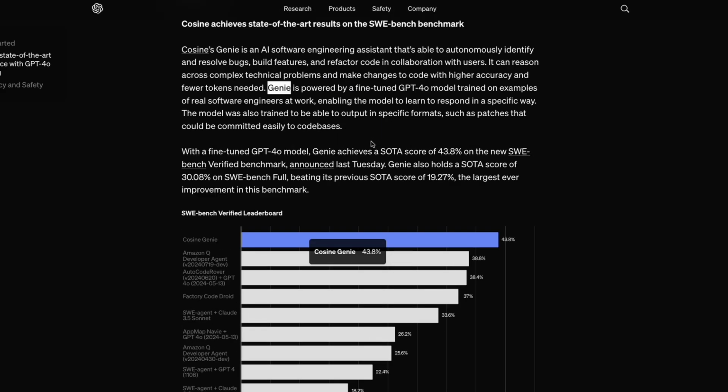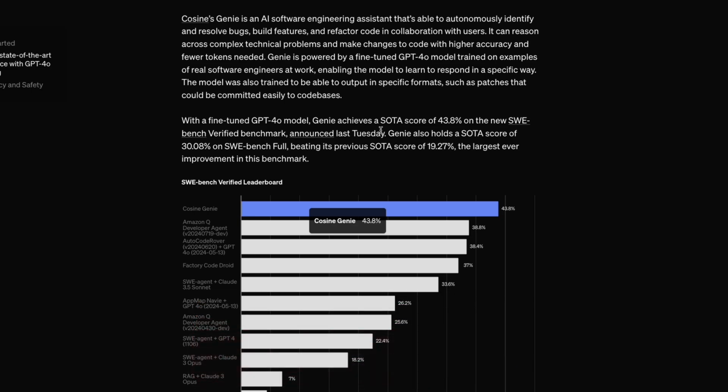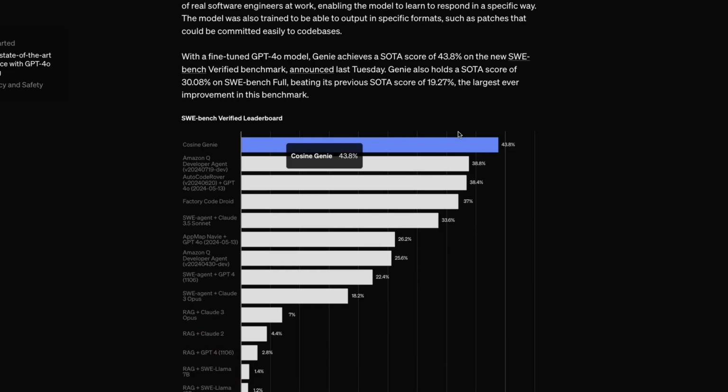If you see this benchmark, Devin could probably be a much better system. I'm not sure about it. But rather than using a GPT-4o model for any agentic behavior, it seems that fine-tuning could give you a totally different result. And Cosine Genie proves that.